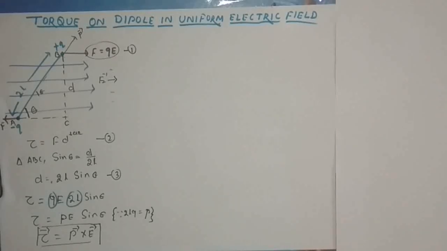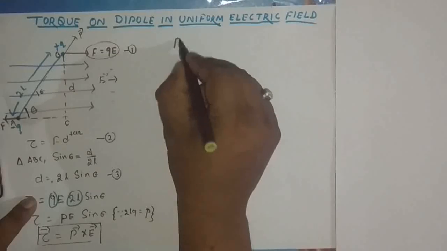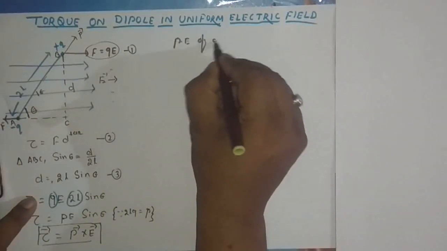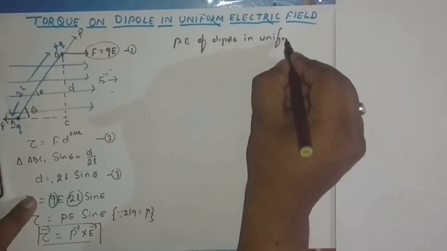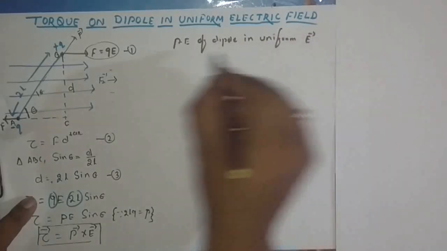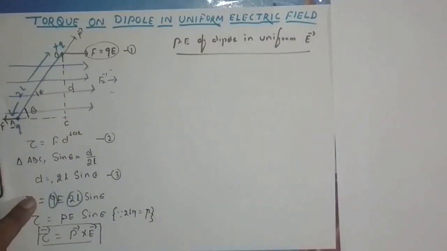This is one part. Another part generally asked: find the potential energy of a dipole in a uniform electric field. That means I want to know the potential energy of the dipole in a uniform electric field. Now my question is, how to find it? We got tau is pE sin theta.